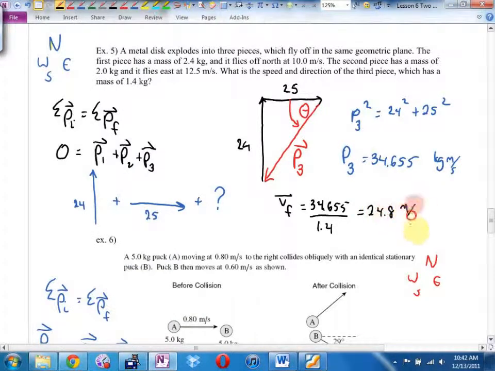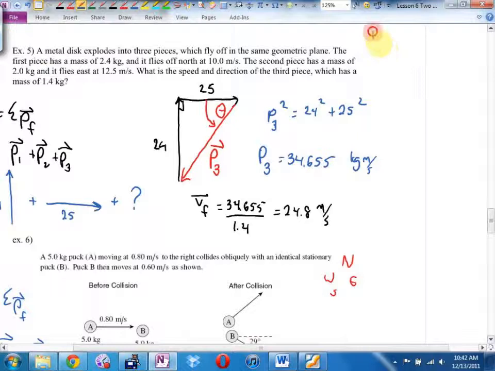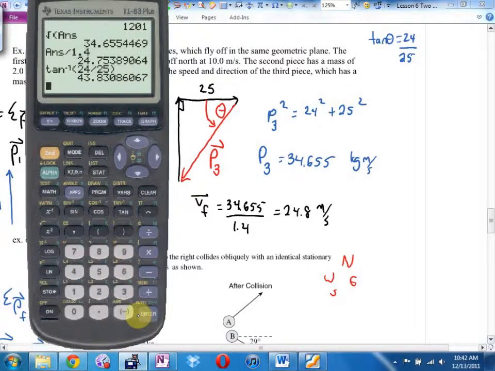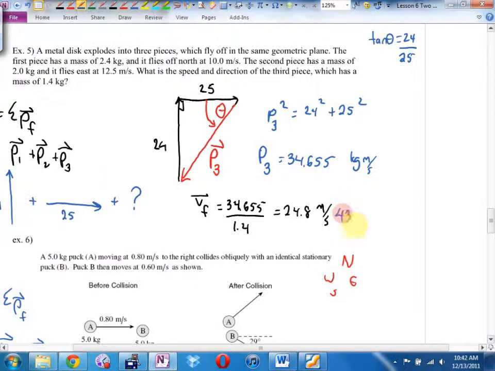Theta. Oh, is there a right angle? Yeah, because they went north and east, I know that's a right angle. So I can actually, not sine law, I can say, hey, which trig function? Tan. Tan theta equals opposite over adjacent. Shift tan of 24 over 25. 43.8 degrees. What of what, Connor? What of what? Yes.